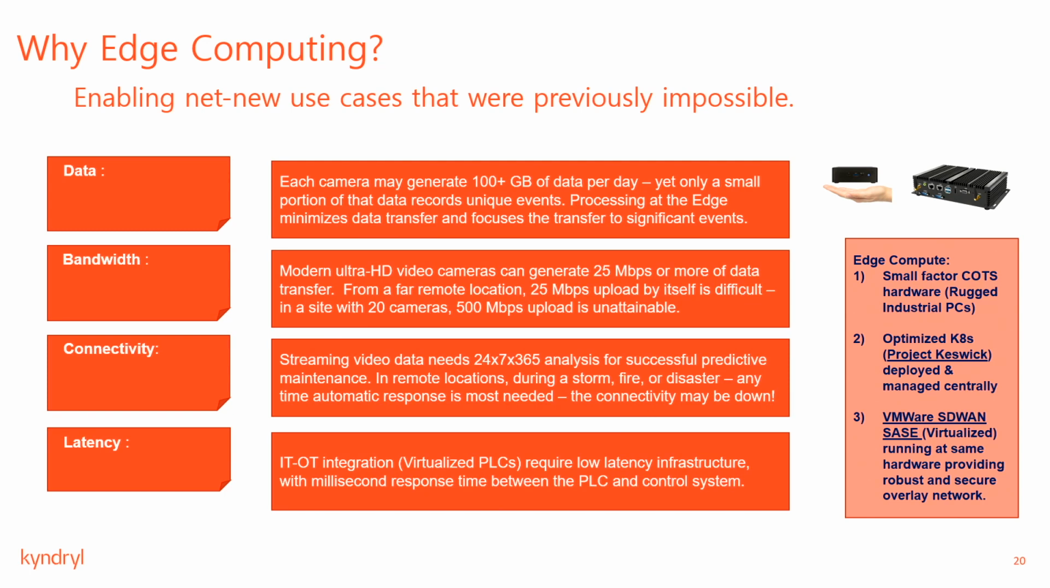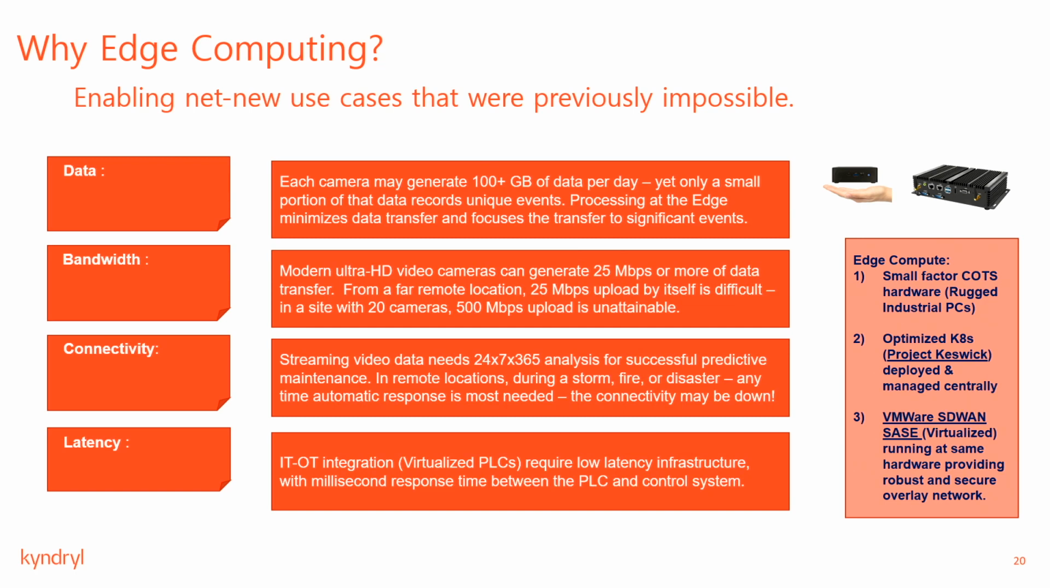Never mind if you had even just 20 cameras or hundreds of cameras. 20 cameras at that speed would be 500 megabits per second of upload data, which you just can't get in these kinds of locations. So by implementing edge computing, now we can change our bandwidth profile and make this use case possible. Again, the connectivity, streaming video data, if we're analyzing this, we're looking for problems that are happening at any time of the day, right? Maybe it just got hot for 5 minutes and then it cooled back off.